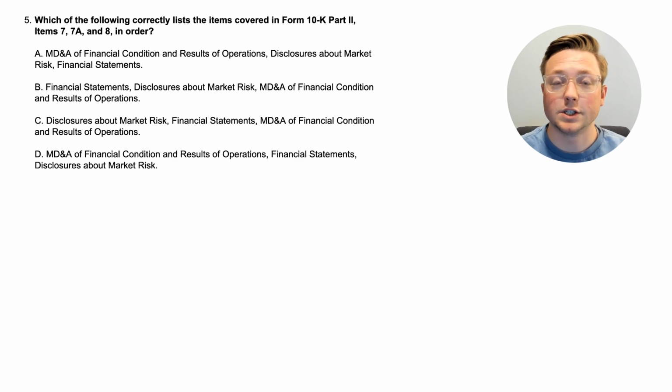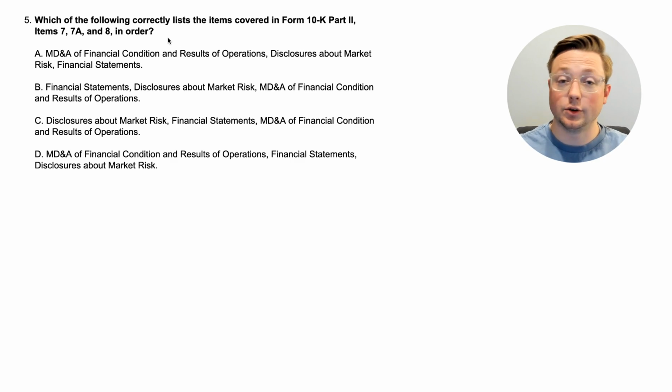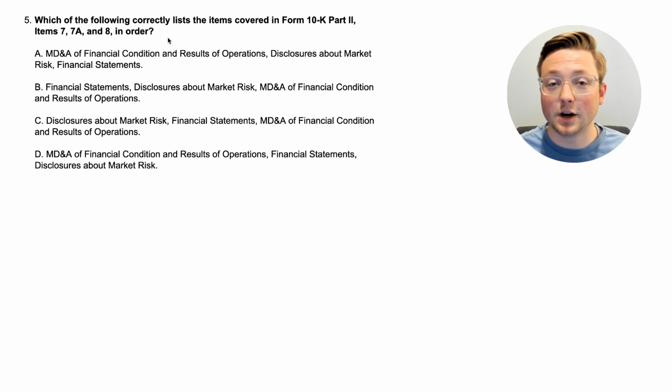All right, here we are at question 5, and very similar style question to question 4, but this is now about the 10K. Which of the following correctly lists the items covered in Form 10K Part 2, items 7, 7A, and 8 in order? So there is a slightly different order, but it is covering the same things, so you just need to remember, again, what we talked about previously, what items were compared to what. Maybe go back and watch the previous questions if you need to. If not, let's go ahead and look at the answer.